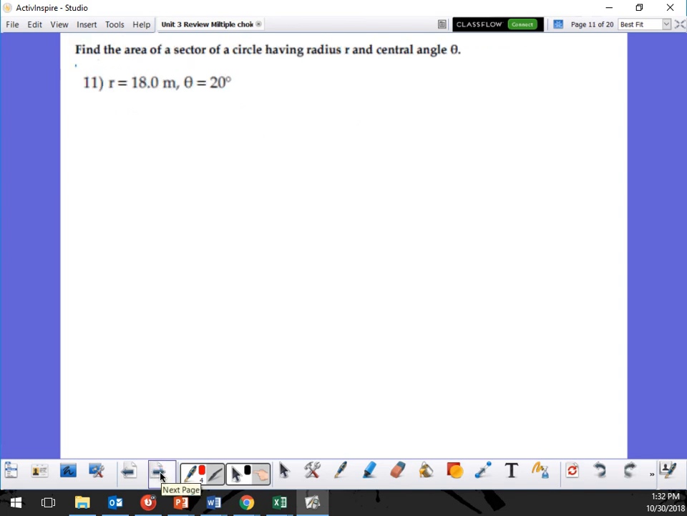Area of a sector. What was the formula for area? A equals R squared.